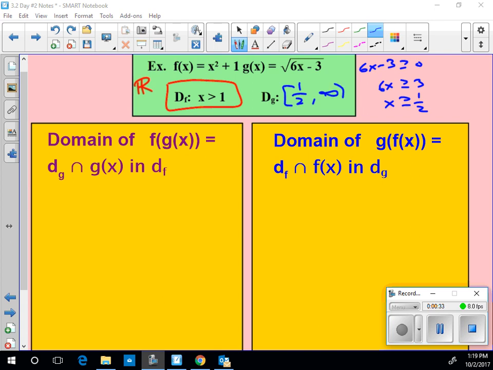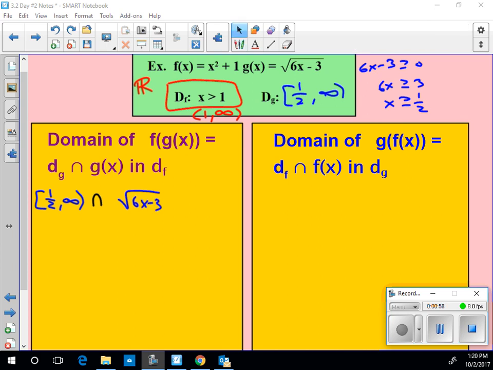Okay, too easy. All right, so now we jump into, let's just remind ourselves, this would be 1 to infinity. Let's jump right in. So the domain of g. Domain of g is what we know, 1/2 to infinity. We're going to overlap with g, which is square root of 6x minus 3, in the domain of f. So what is the domain of f?